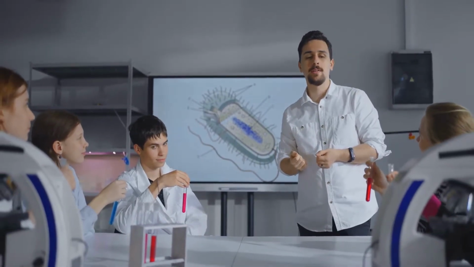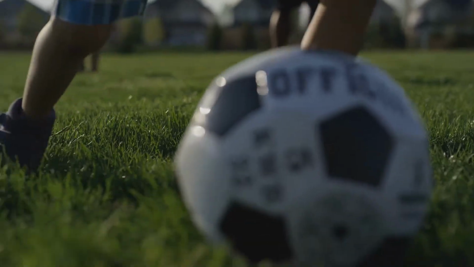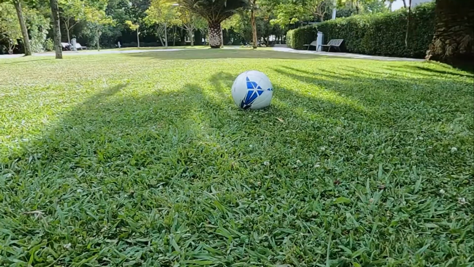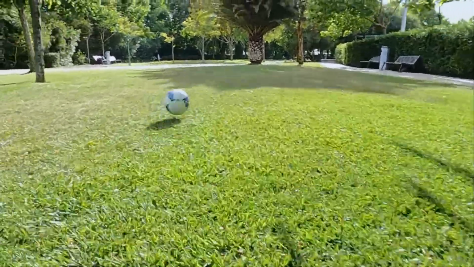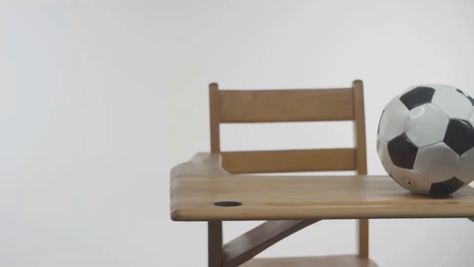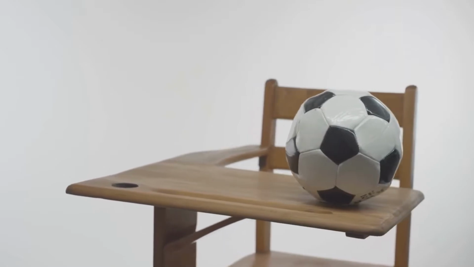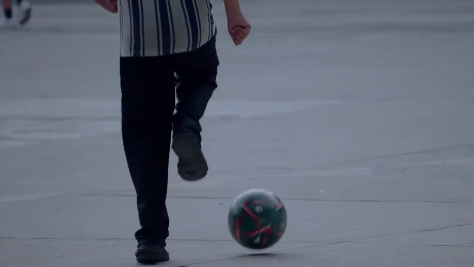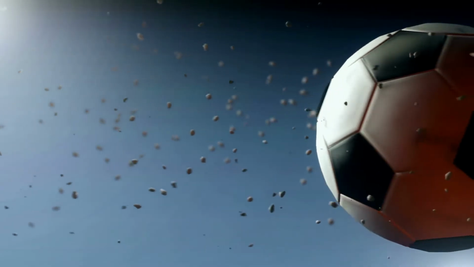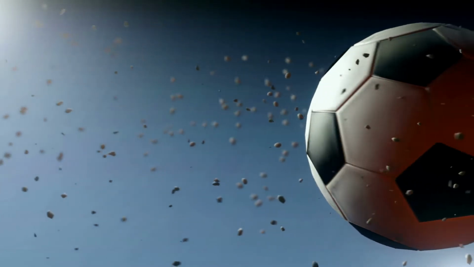Let's look at an example to better understand this concept. Imagine a soccer ball sitting on the ground. The ball is at rest, so it has zero velocity. According to Newton's first law, the ball will stay at rest unless acted upon by an unbalanced force. Now let's say someone comes along and kicks the ball. The kick provides an unbalanced force, causing the ball to accelerate and move in the direction of the kick.